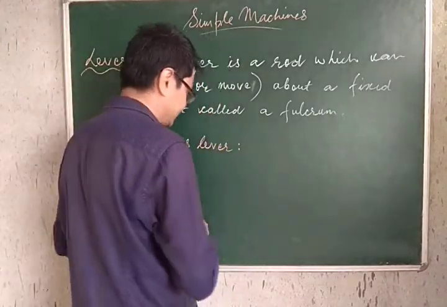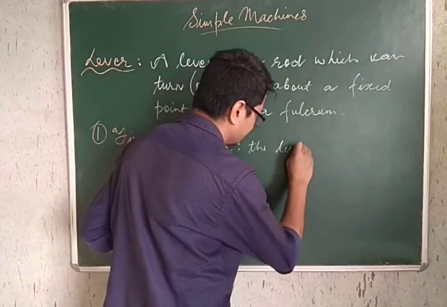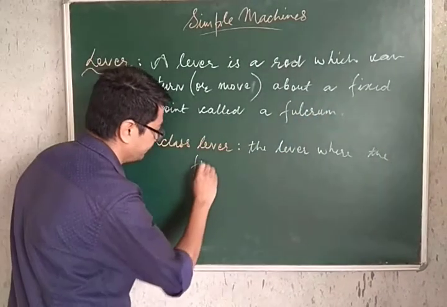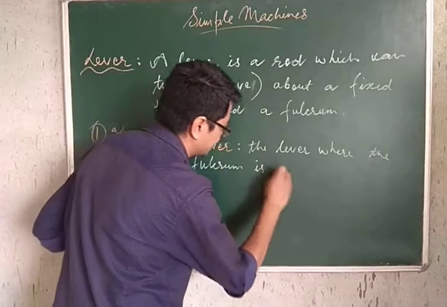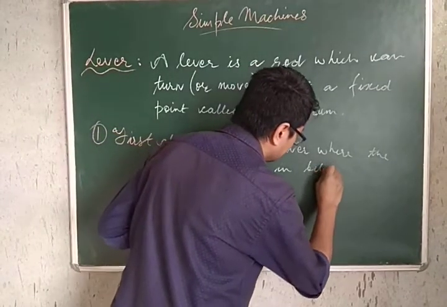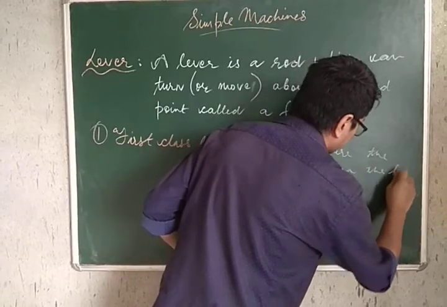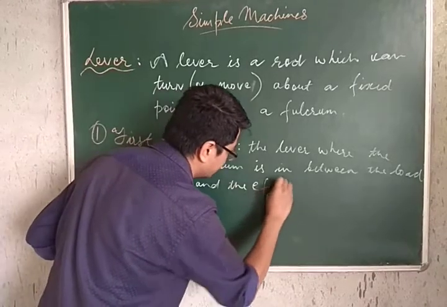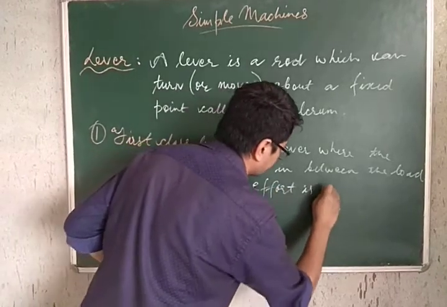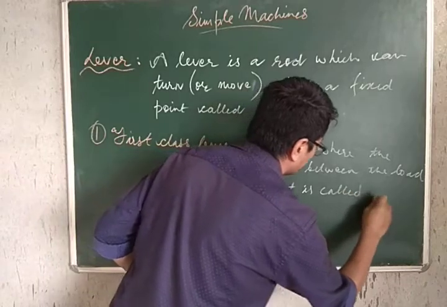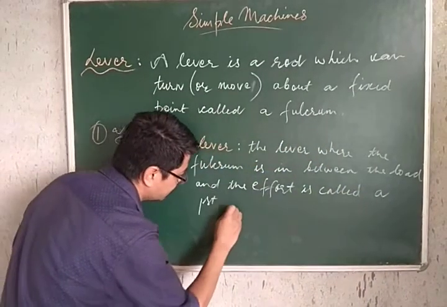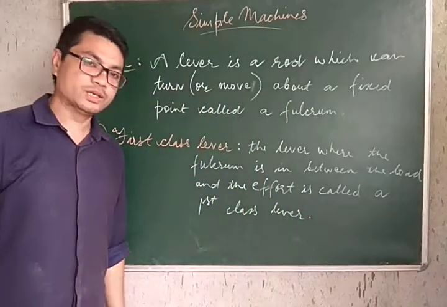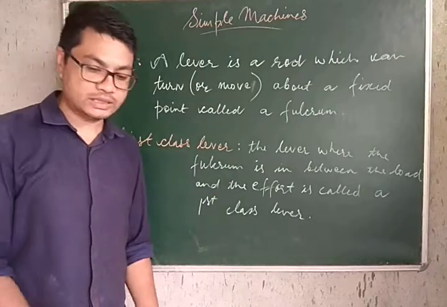So let me write: the lever where the fulcrum is in between the load and the effort is called a first class lever. So this is the first kind of lever, wherein the fulcrum is in between the load and the effort.